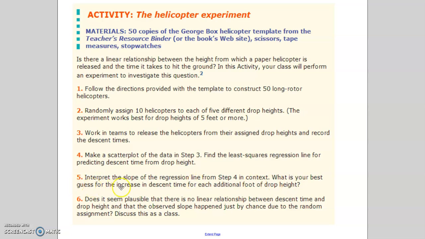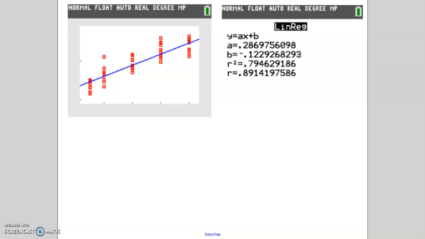So what is your best guess for the increase in descent time for each additional foot of drop height? Well, that's basically the interpretation of slope right there. So our best guess would be this number right here. Now, do we think this is exactly true for every possible plane? Well, no, probably not, but this is a good ballpark. It's going to be somewhere close to this, we think. We studied quite a few of the helicopters, so we think that number will be about right.